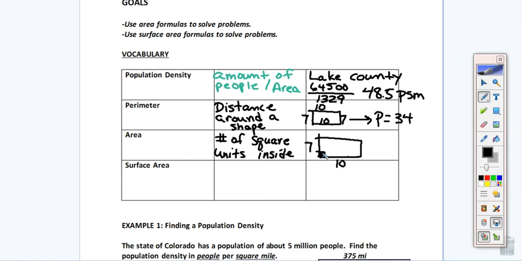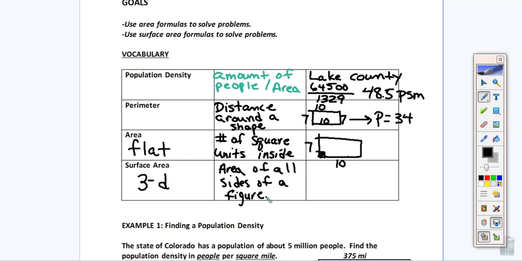Third dimension, yep. When we talk area, we're talking about a flat surface all the time. Area is always going to be flat, and we typically assume land to be flat when we're looking for population density. But when we start talking surface area, we're talking about surface area of certain shapes. We have a flat bottom, but we also have a side to it now. So surface area is always going to talk about what again, Sterling? The third dimension, okay? So basically it's the area of all sides of a figure.